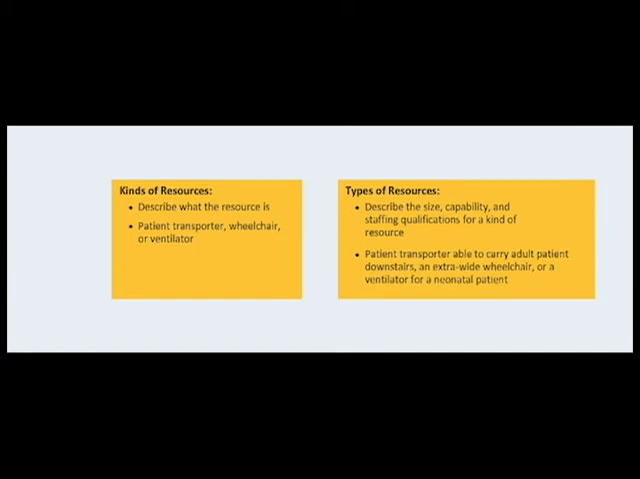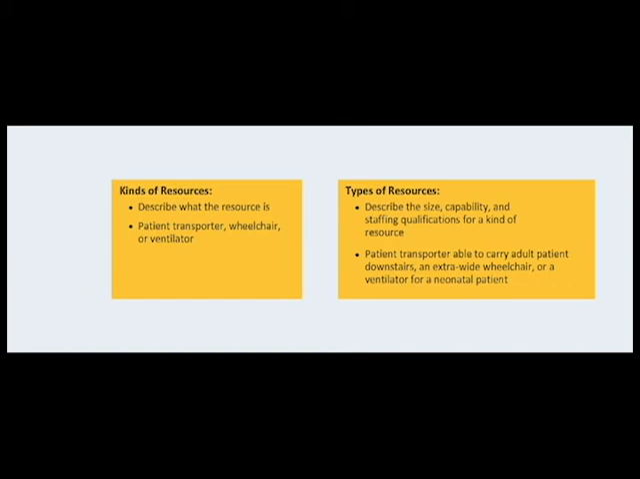To ensure that supervisors get the proper resources needed, ICS categorizes them by kinds of resources and types of resources. Kinds of resources describe what the resource is, for example, patient transporter, wheelchair, or ventilator. Types of resources describe the size, capability, and staffing qualifications for a kind of resource. For example, a patient transporter who can help carry an adult patient downstairs, an extra-wide wheelchair, or a ventilator for a neonatal patient.